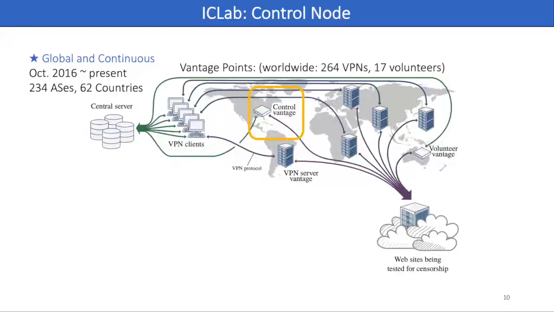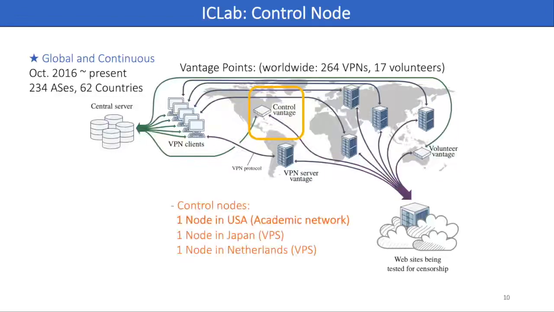ICLab has 3 control nodes where we expect that censorship doesn't exist or exists relatively less. One in an academic network in the US, one in Japan, and one in the Netherlands. These control nodes repeat all the measurements that each vantage point performs. The measurements from the control nodes are utilized for censorship detection by comparing them with the measurements from our vantage points.